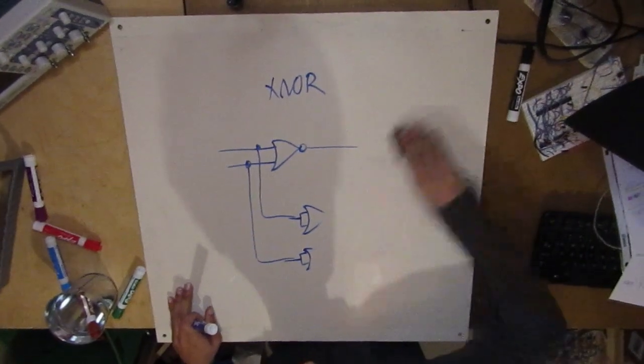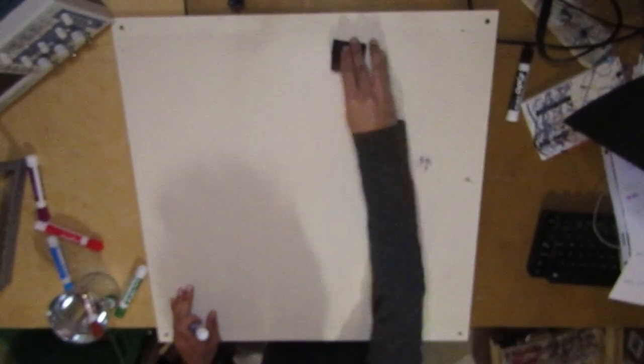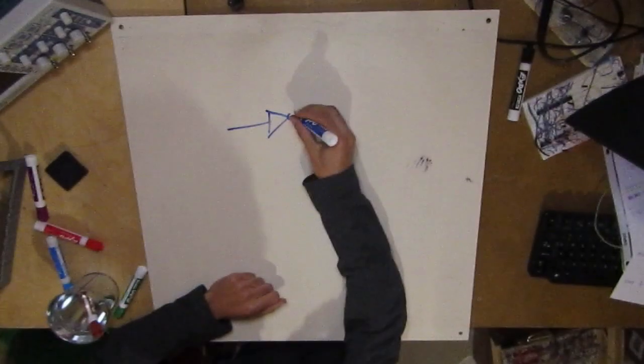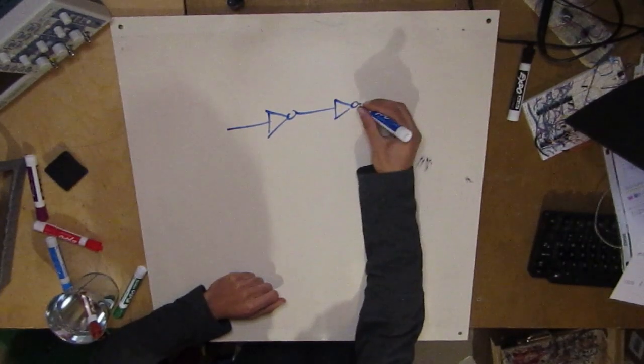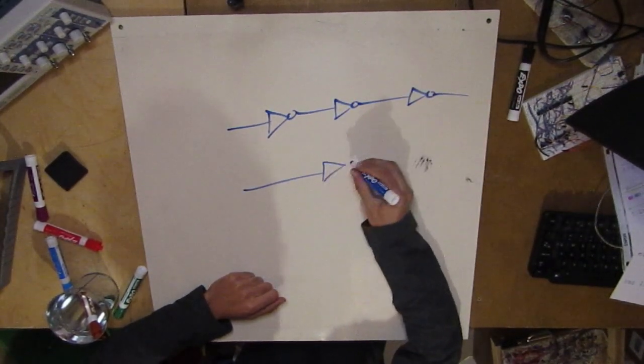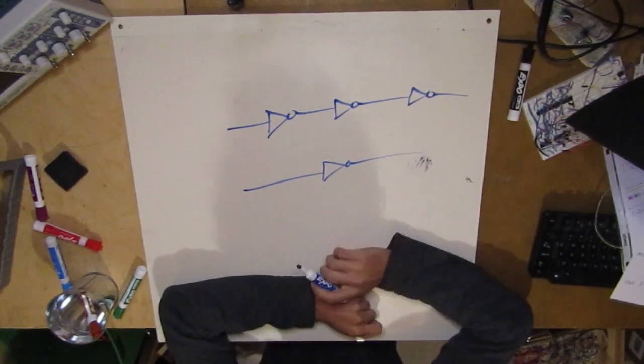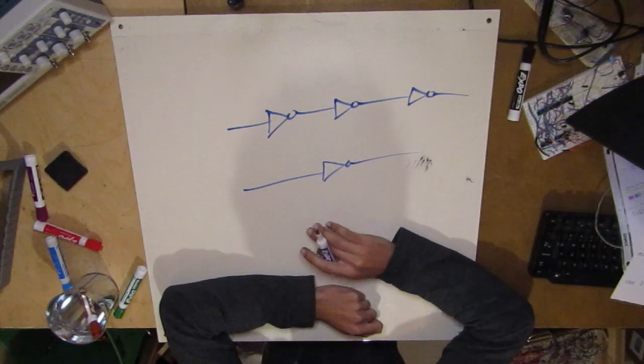So these are literally all the laws. I just want to go over Double Inversion Law again. What if I have this inverter, and this inverter, and then this inverter? This is the same thing as just having one inverter. An odd number of inverters in series can be simplified into an inverter.